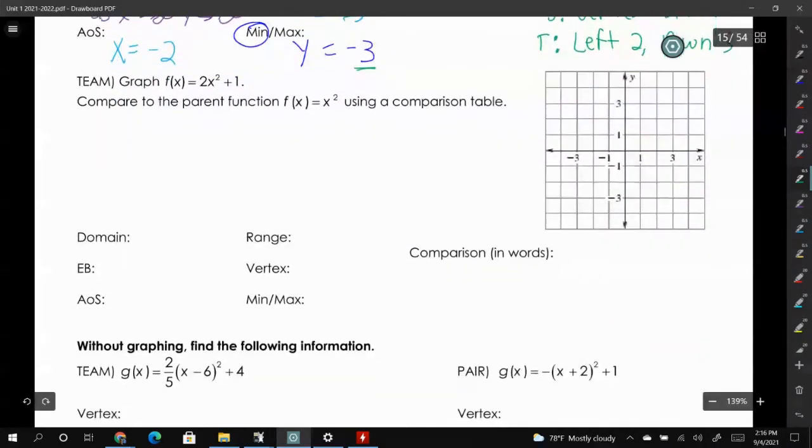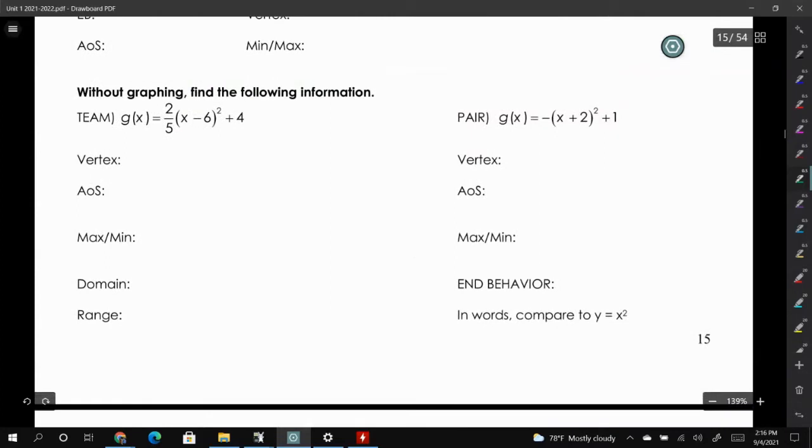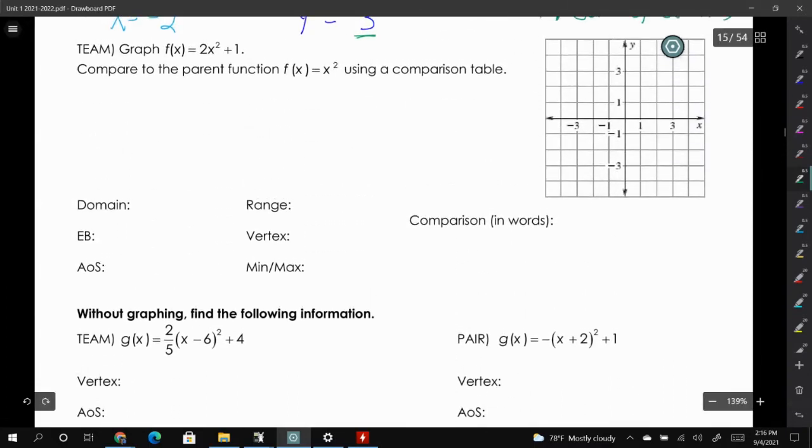Now down here, I want you to pause the video, and I want you to do this graph, and then I want you to try these two problems, which is asking you for a lot of the same information, but without graphing. So let's see how you do on that. Pause it for a moment, and once you're done, unpause it to check the answers.